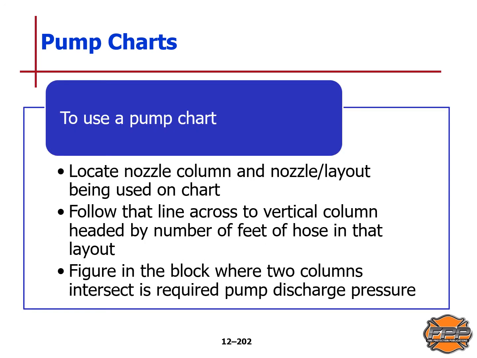To use a pump chart, locate the nozzle column and nozzle layout being used on the chart. Follow that line across to the vertical column headed by the number of feet of hose in that layout. The figure in the block where the two columns intersect is the required pump discharge pressure.